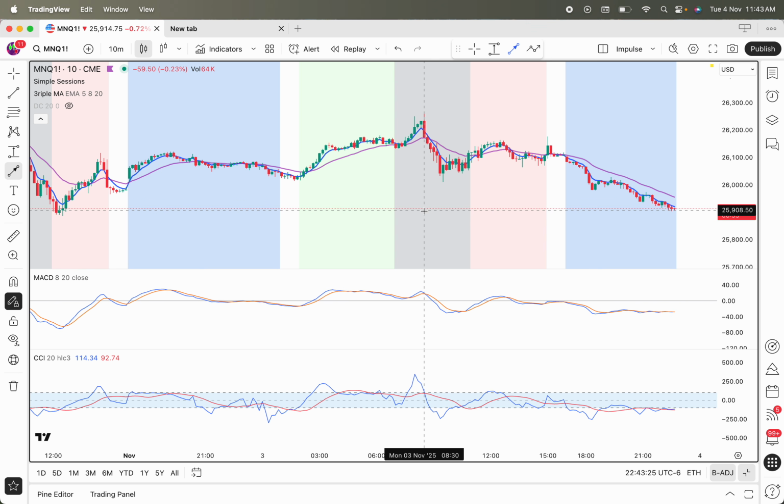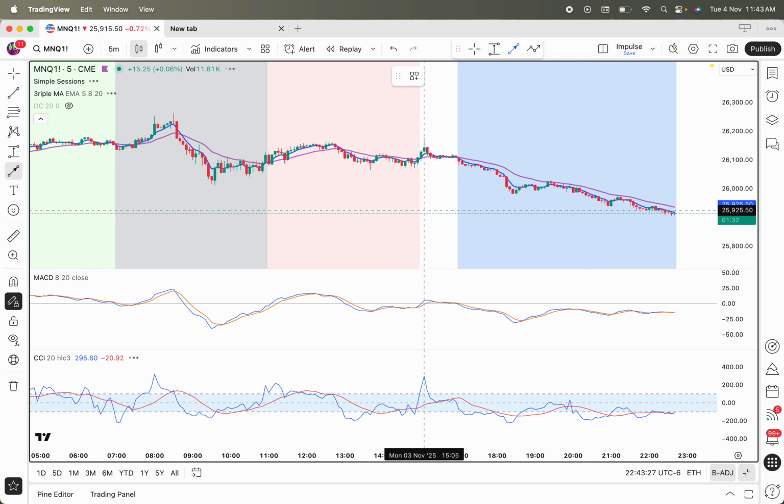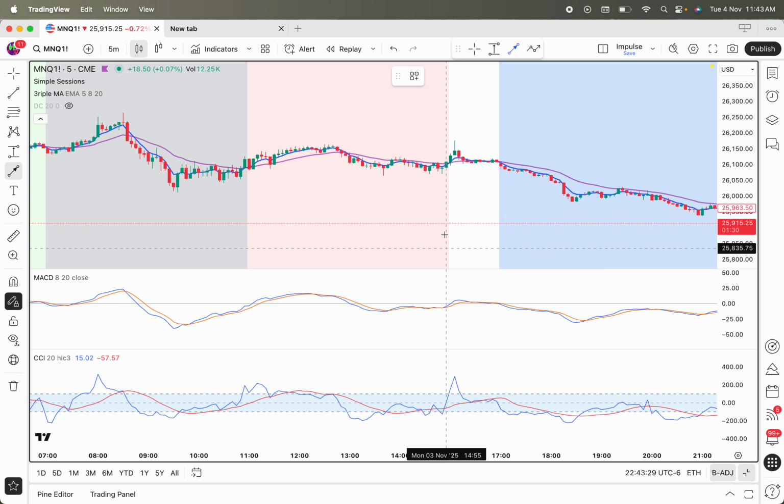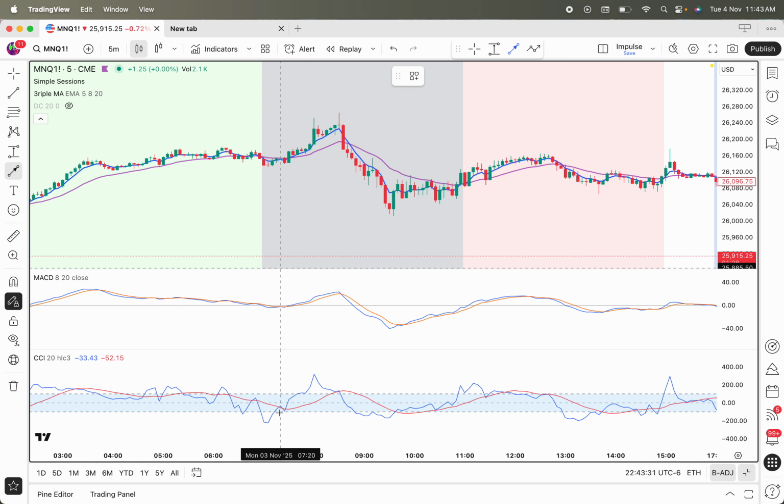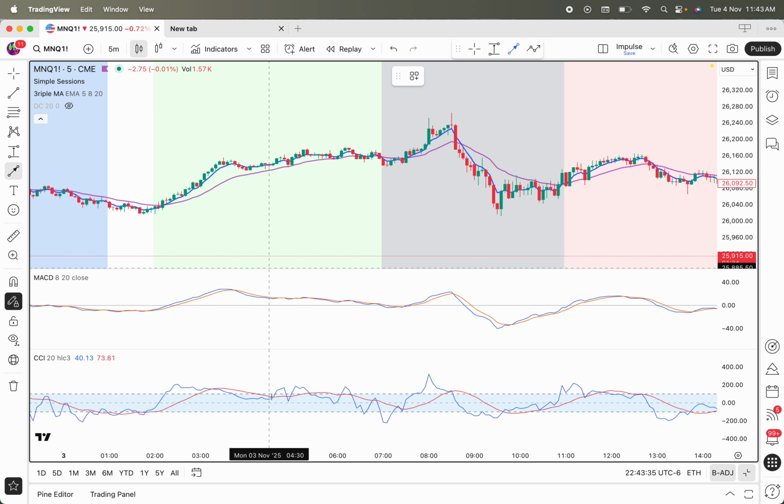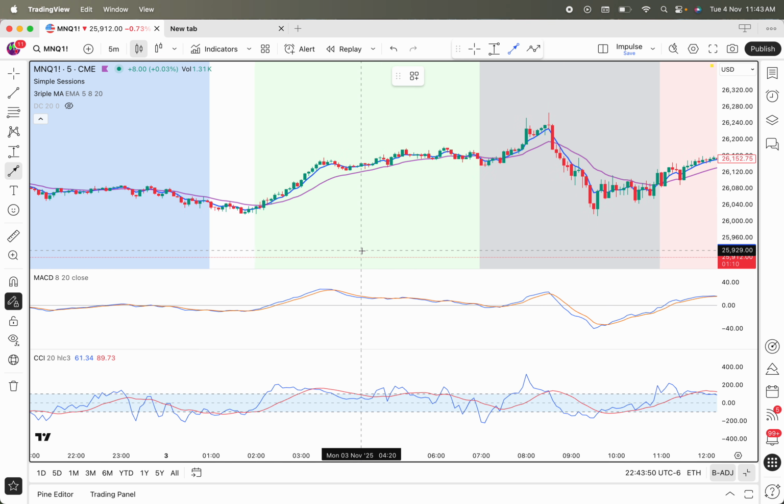Let's just say a 5-minute chart, and as you can see, it behaves exactly the same way on the smaller time frames, except you're going to get a lot more. And you just got to be careful because a lot of these are fake outs, little fake outs here. That's why I tend to stick with the higher time frames.